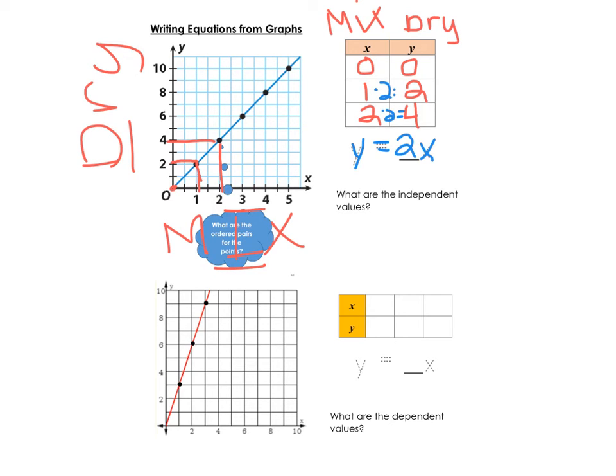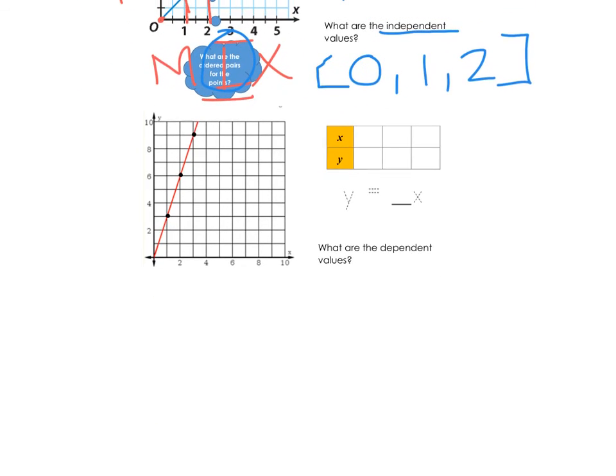Okay? And then here it says, what are my independent variables? So remember, your independent are your x values. So my independent variables would be 0, 1, and 2. All right, now we're going to do one last one.